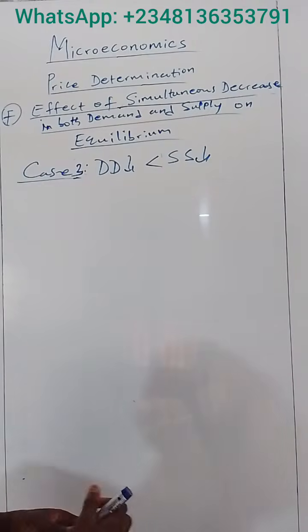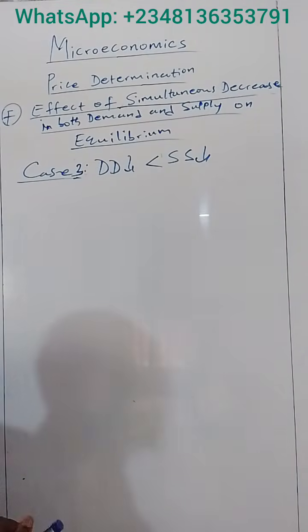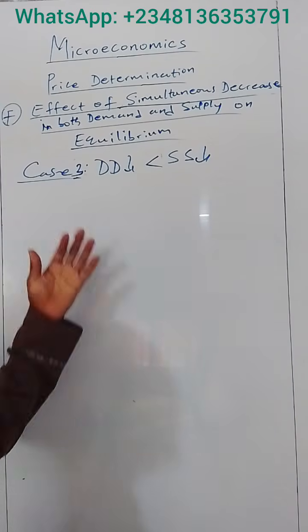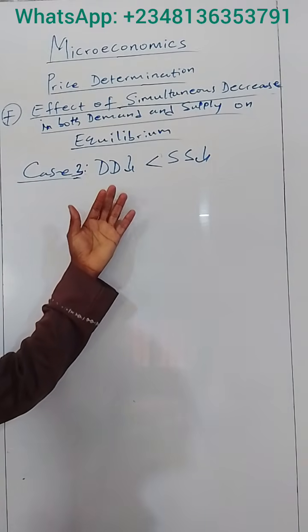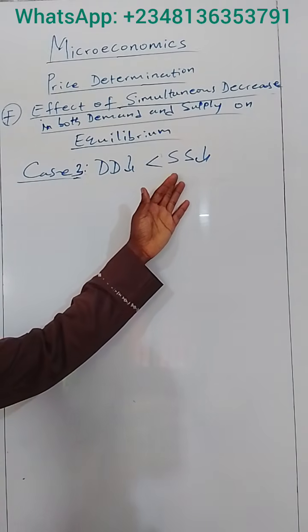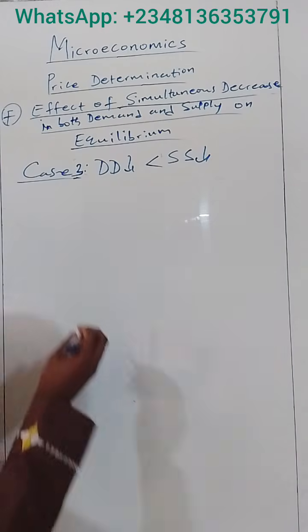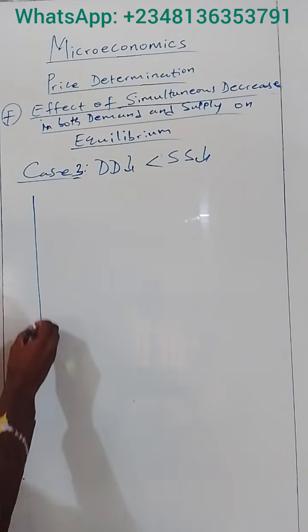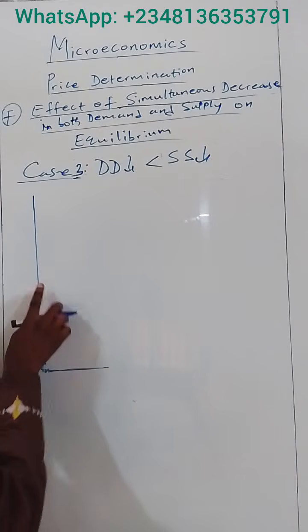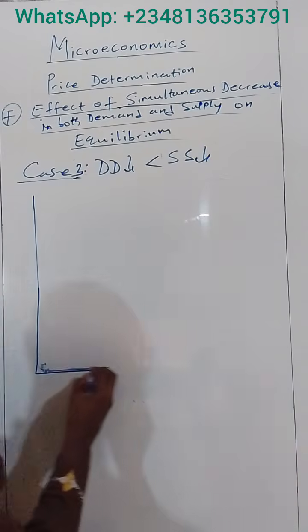Class, we continue our discussion on the effect of simultaneous decrease in both demand and supply on equilibrium. And we're looking at case 3 in this class, the case where the decrease in demand is less than the decrease in supply. Now, let's have our diagram depicting the equilibrium.